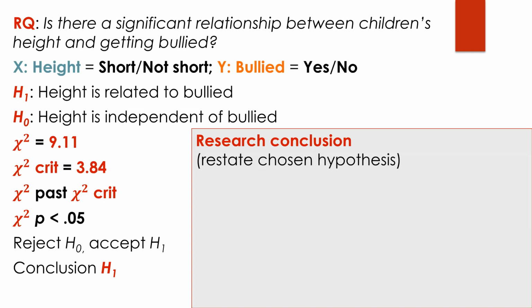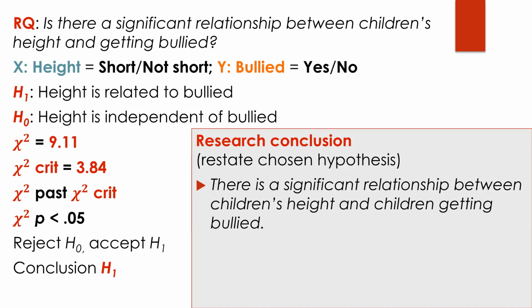So what you first should do is state your research conclusion, which is pretty much a restatement of your hypothesis. On your assessments, you would just copy and paste the hypothesis that you went with. So we went with the alternative, you copy and paste your alternative hypothesis for the research conclusion. So there is a significant relationship between children's height and children getting bullied.